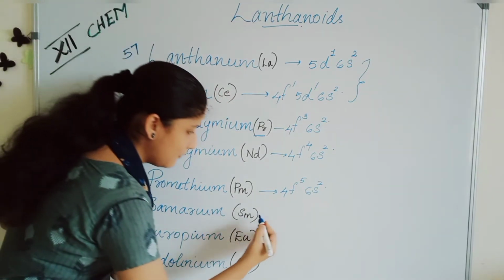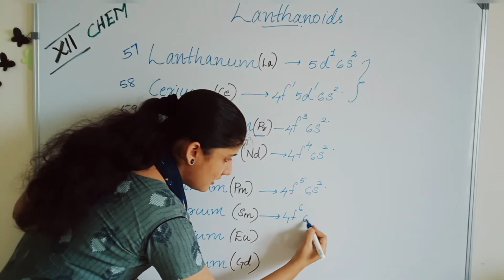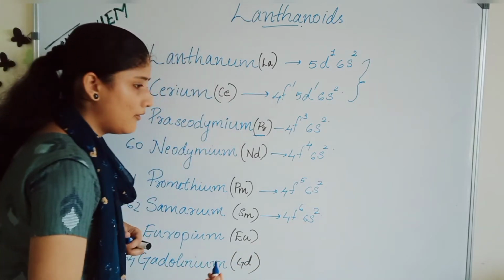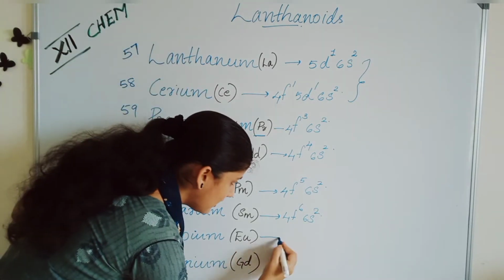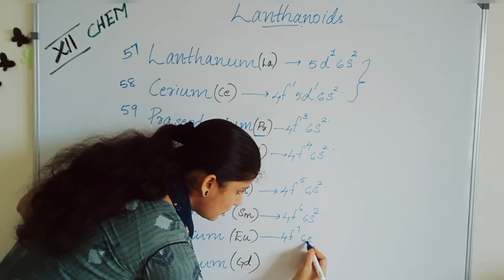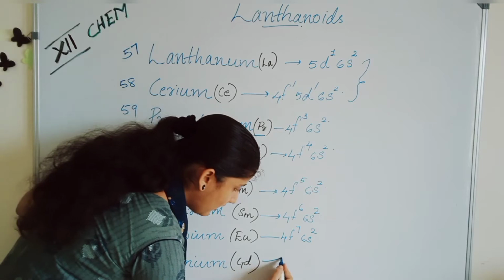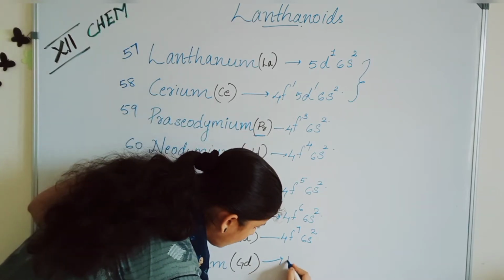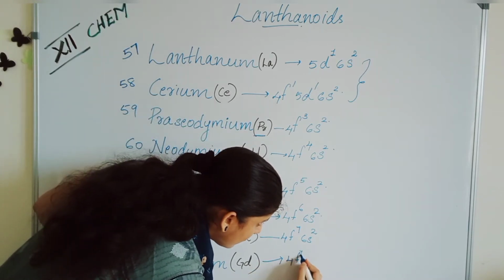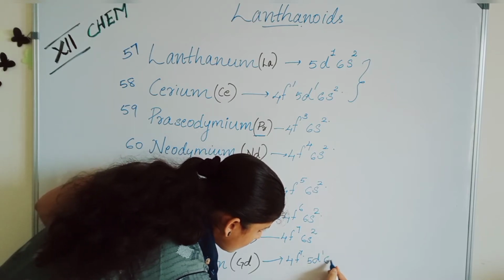Samarium, Sm, 4f6, 6s2. And for europium it is 4f7, 6s2. And for gadolinium it will be 4f7, 5d1, 6s2.